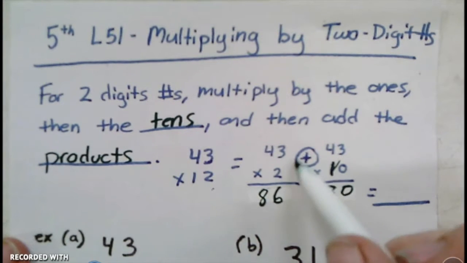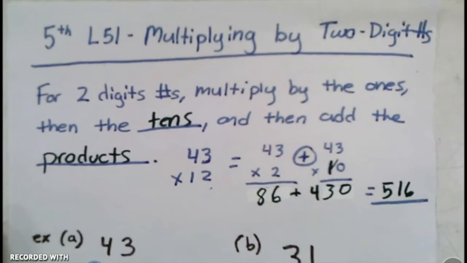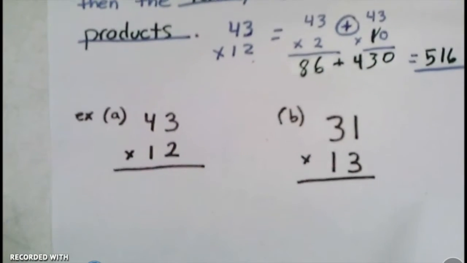And then my last step is to add those two products together. These are called partial products, by the way. So 86 plus 430, if I lined them up and added them up, I would get 516. Now let's look at how we can do all of these steps in one line, in one type of problem instead of breaking it apart.